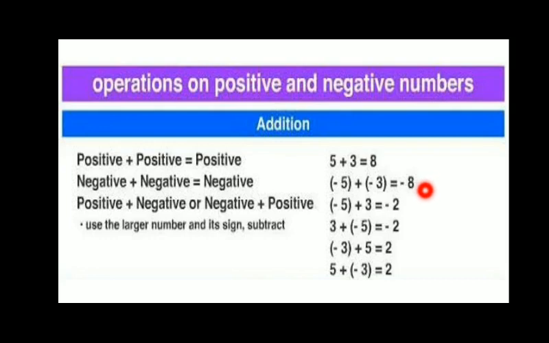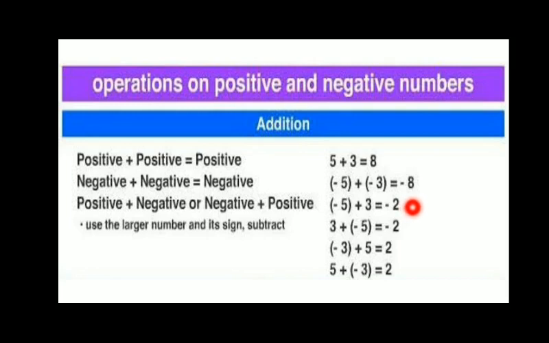Next, in these four sums, the signs are different. So we need to subtract here. 5 minus 3 is equal to 2 and 5 is the larger absolute value which has minus sign. So your answer should also have minus sign.